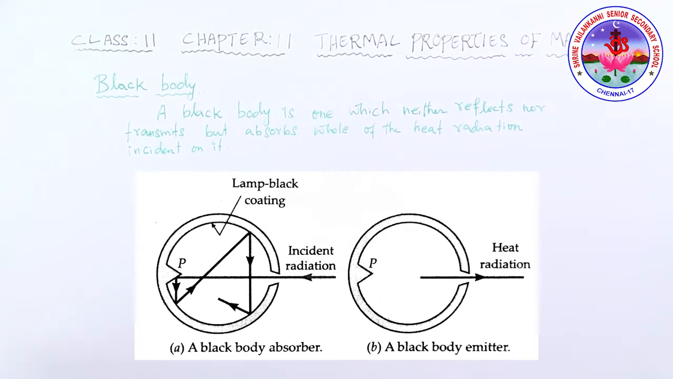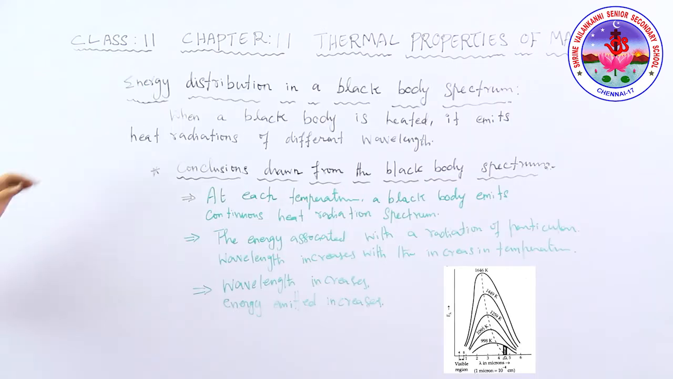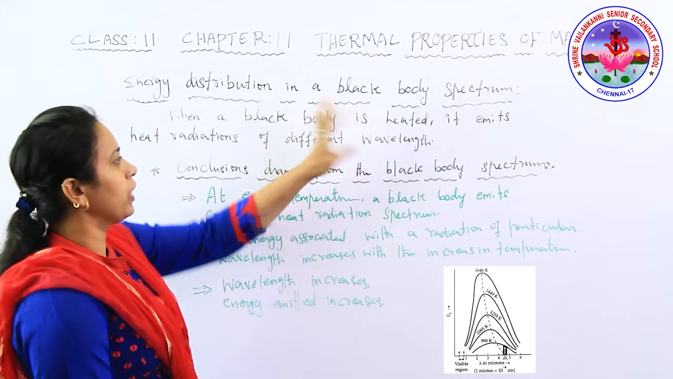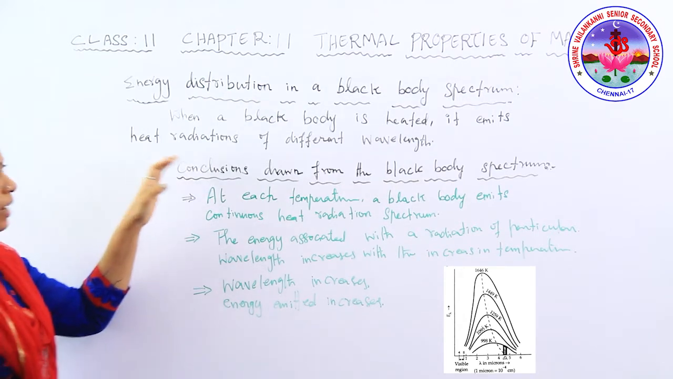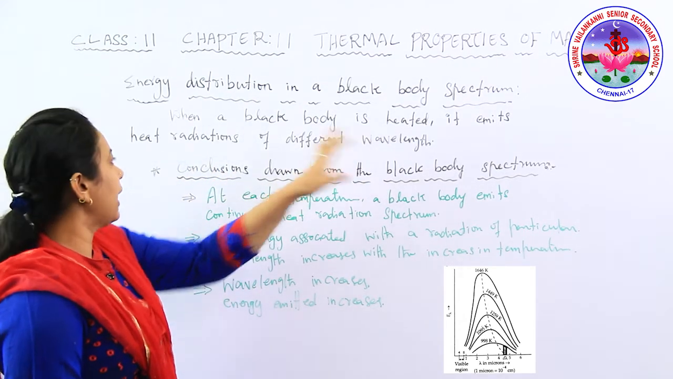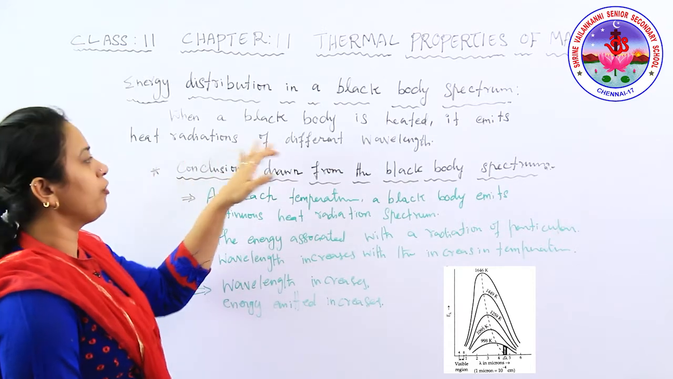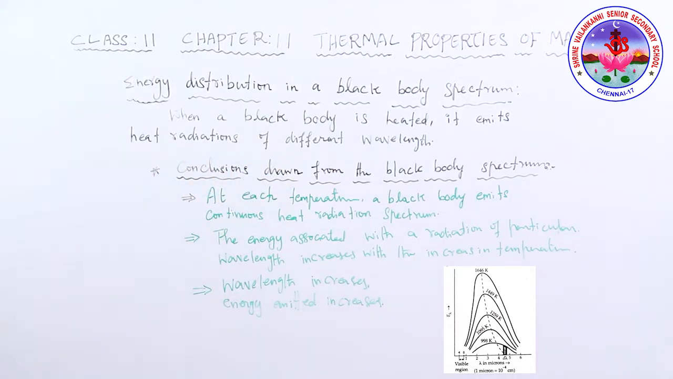The first diagram shows the black body absorber, and the second one is an emitter. So these are the two different black bodies which we are seeing. Okay. So the energy distribution in a black body spectrum: when a black body is heated, it emits heat radiations of different wavelengths. Now, the radiation of a particular wavelength has definite energy at a particular temperature.